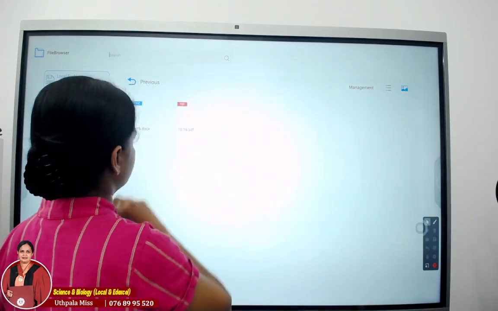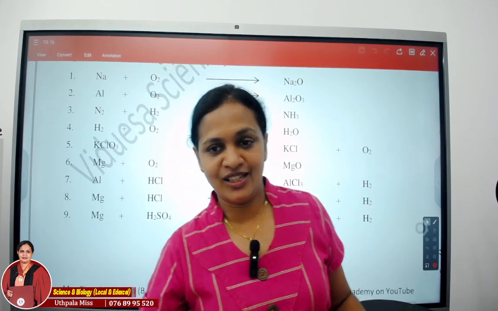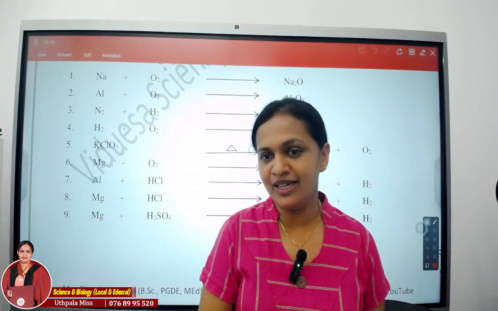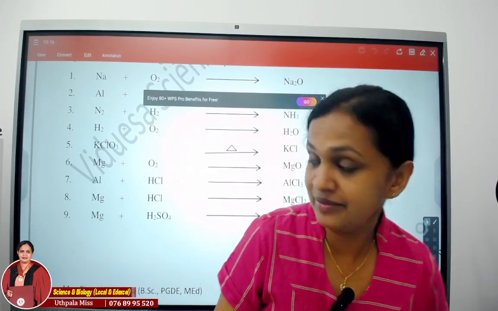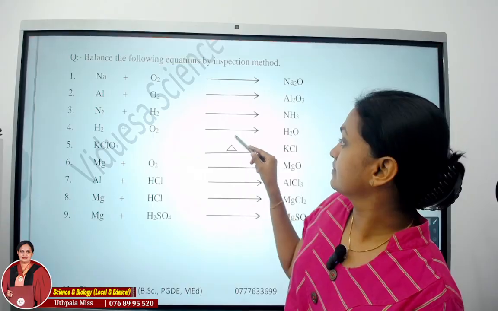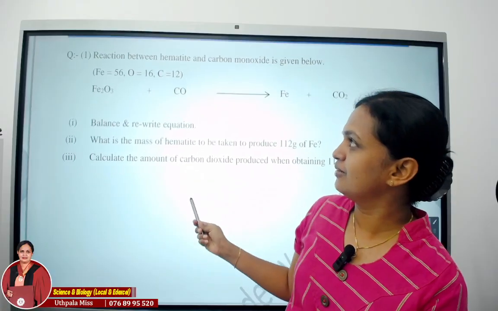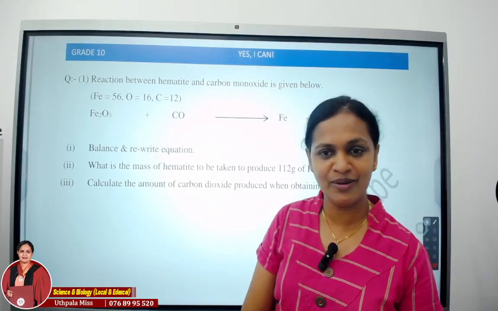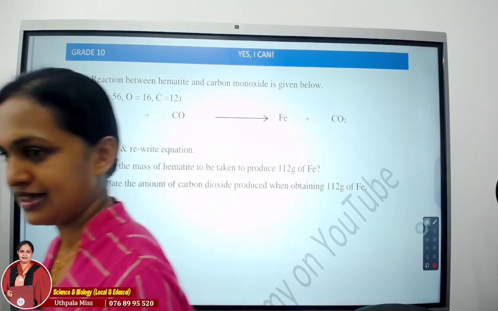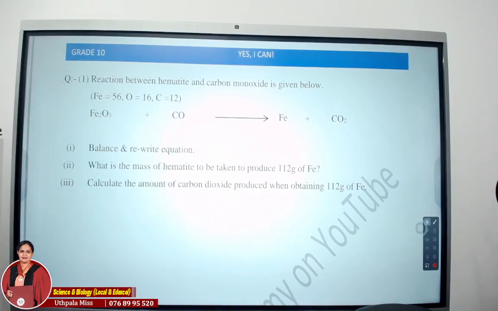So we finished discussing the balancing of chemical equations. This is where we stopped. So today we are going to do certain molar calculations related to a balanced chemical reaction.